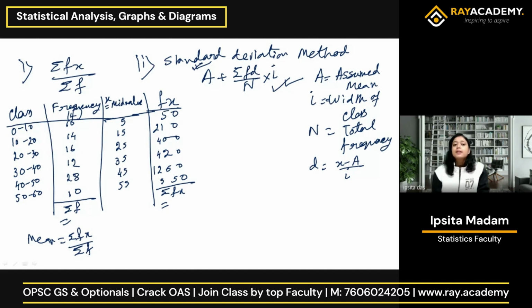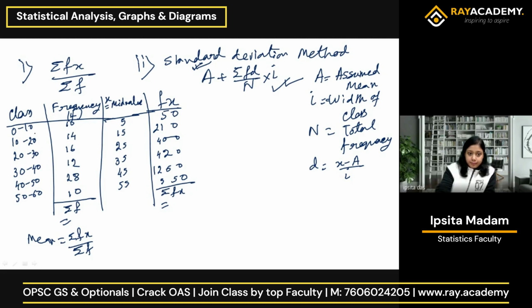What is the trick? Suppose you have the classes. How many classes are there? 1, 2, 3, 4, 5, 6. 6 classes. So if the number of classes is even, that is here 6 classes, then you take the middle class plus 1. That means the 4th class. And if the number of classes is odd, then you take the total number plus 1 by 2. That is, if you have 7 classes, you take the 4th also.